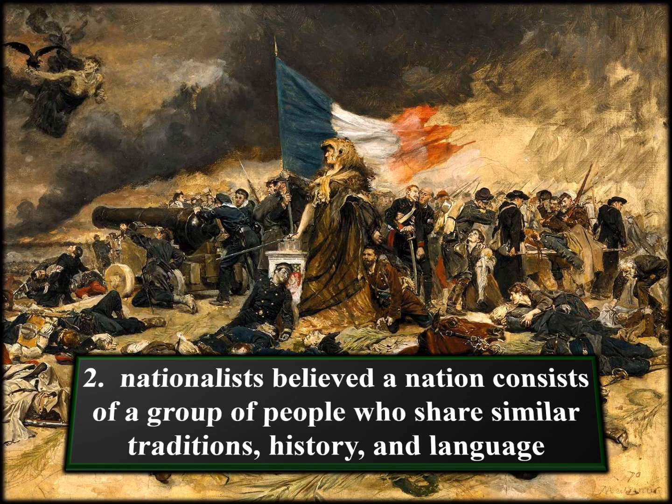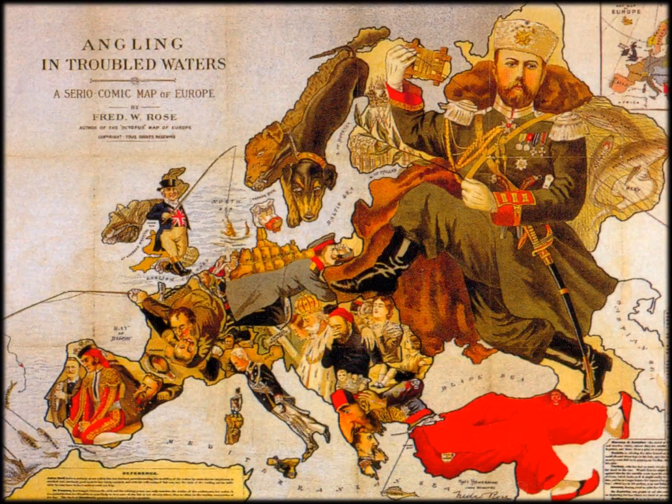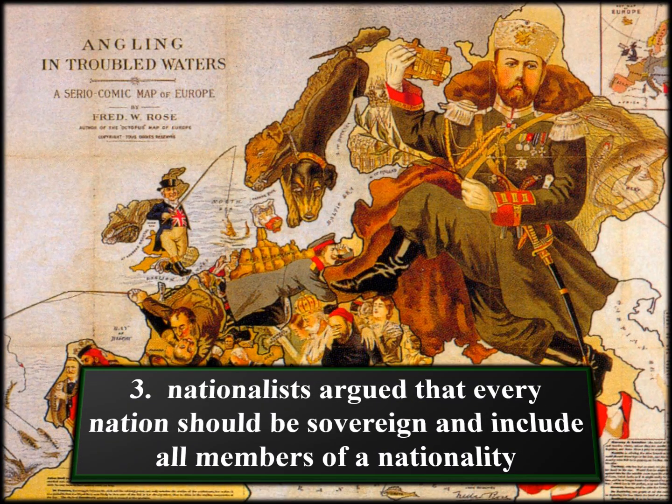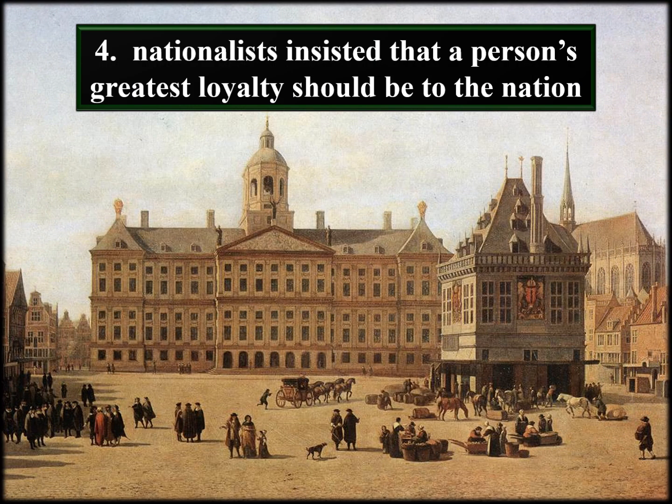Nationalists believed a nation consists of a group of people who share something similar: traditions, history, language. It could be religion, it could be ethnicity, any of the above can be the basis for nationalism. Nationalists argued that every nation should be sovereign and include all members of a nationality. Nationalists also insisted that a person's greatest loyalty should be to their nation.